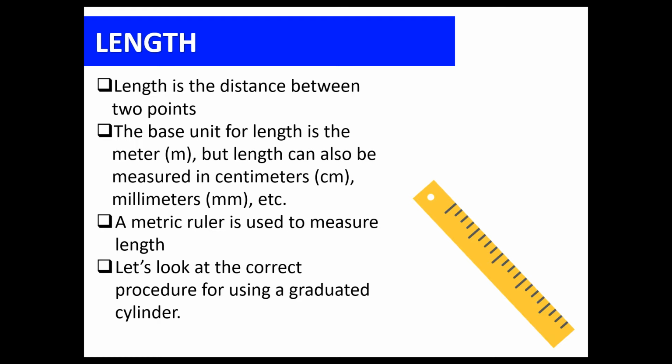Length, I know we'll use a good bit this year when we're in our physics unit. You have to get length for a lot of those formulas that we're going to be using. So length is just the distance between 2 points. The base unit for length is the meter, and we can abbreviate that with a lowercase m. And then we have different variations of the meter, and they have different values. So you can have centimeters, millimeters, kilometers. We use a metric ruler to measure length.